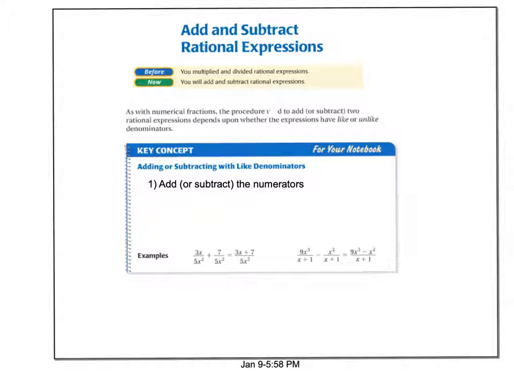Step 1 is to add or subtract the numerators. Step 2 is to write the result over the original denominator. You can see in our example that my denominators are the same, 5x squared. When your denominators are the same, all you have to do is add your numerators together and put them over that original denominator.